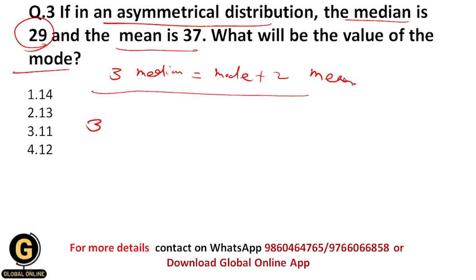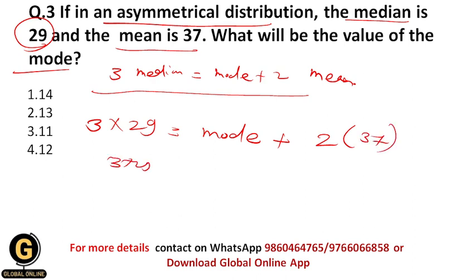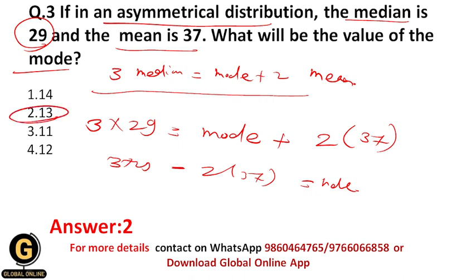So now let us substitute these values in this formula. They have given you the value of the median. So 3 cross 29 is equal to, we need to find out the value of the mode, so mode plus 2, keep the value of the mean. Then do this: 3 cross 29 minus 2 cross 37 is equal to mode. Then you will get the value of the mode, which is equivalent to 13. That's why your correct answer should be 2.